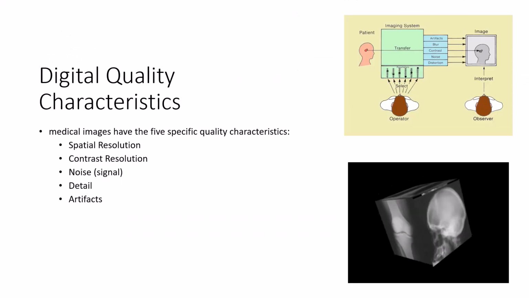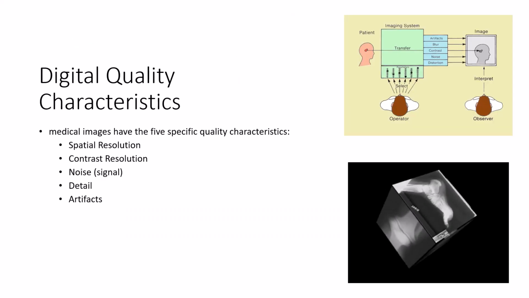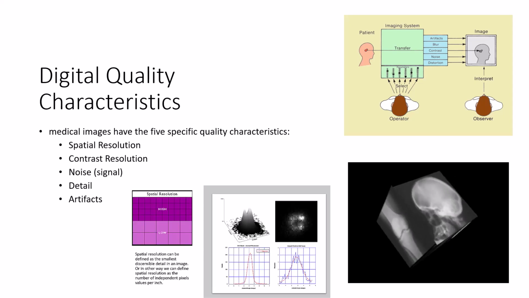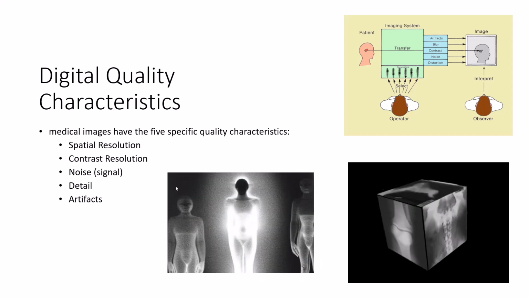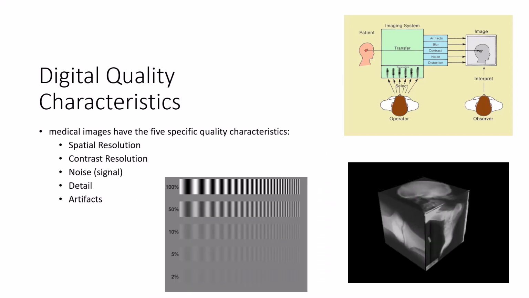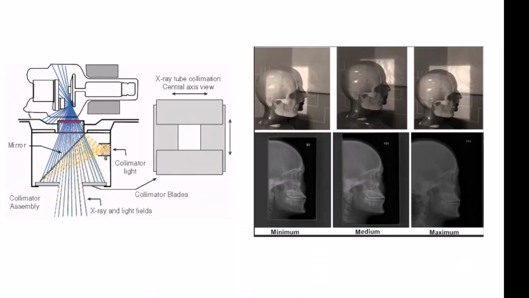Medical images have the 5 specific quality characteristics of data. They are spatial resolution, contrast resolution, noise or signal, detail, and artifacts. Collimate to the area of interest. Do not use post-processing masking as a substitution for collimation. Collimation, positioning, and exposure are critical.